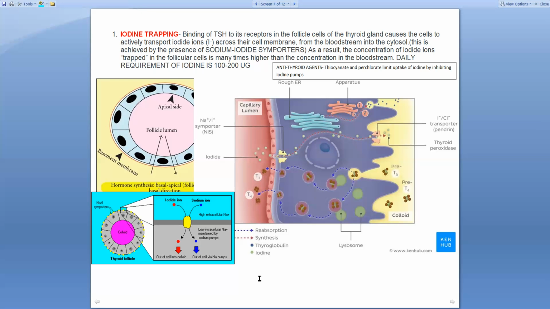If the blood has low level of iodide, if the diet does not have proper iodine and the iodide level in the blood is low, then this first step will be affected and all the other future steps will be affected, and the production of T3 and T4 will be affected. So this is the first step in the formation of thyroid hormones. The second step we will study in the next lecture.